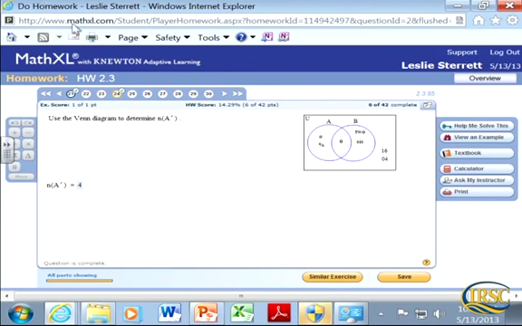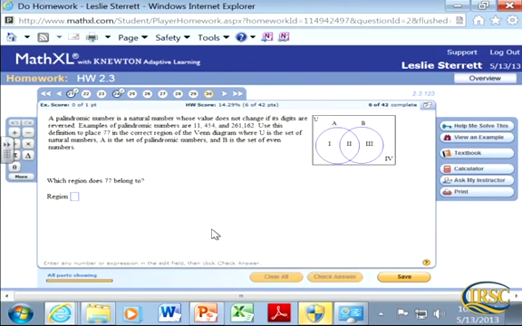Nice work. Okay, and then you might have some problems in here where it gives you a definition of something and you have to base your answers on that definition. So sometimes I have time to show you these questions, but sometimes I don't. You're just expected to read through the problem. But it says a palindromic number is a natural number whose value does not change if its digits are reversed.